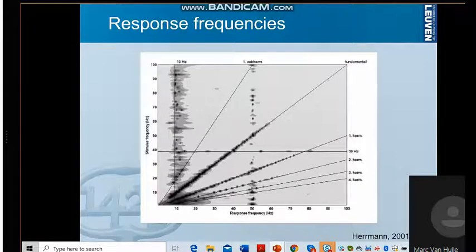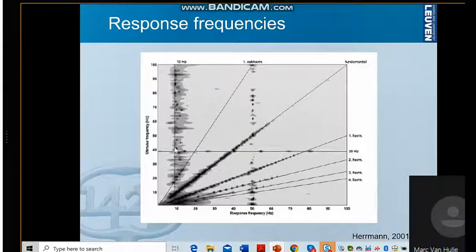Then the next slide shows an important plot from Herman and colleagues. It was one of the important plots that showed what the effect is of this periodic stimulation. On the vertical axis you see the stimulation frequency going from almost 0 hertz to 100 hertz, and the horizontal scale is what you can pick up in your EEG signal. The diagonal here is the fundamental frequency.